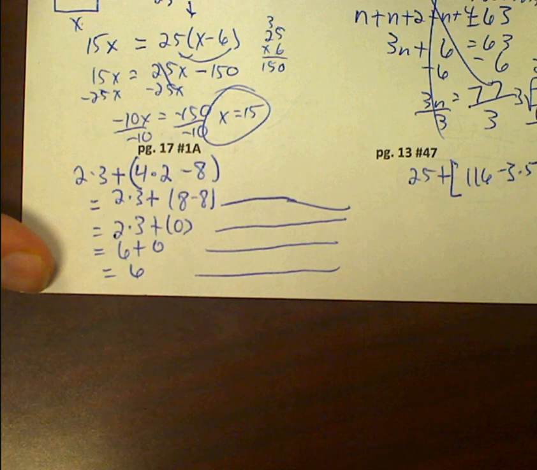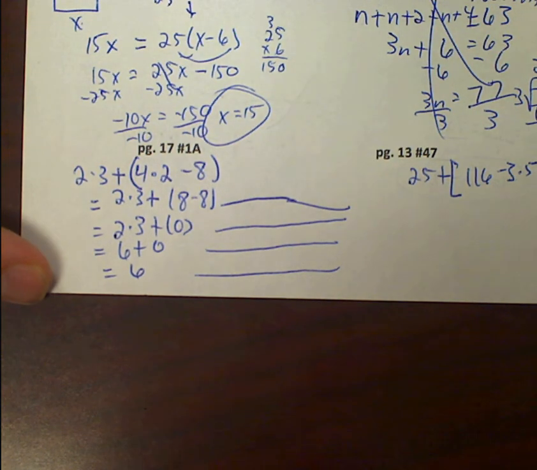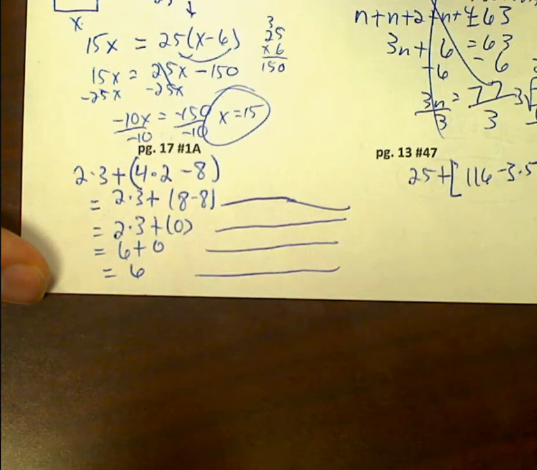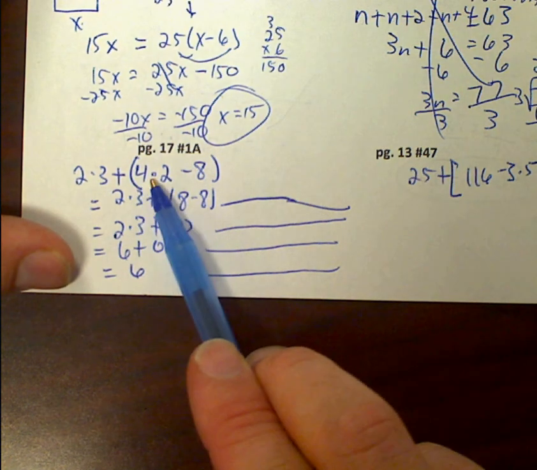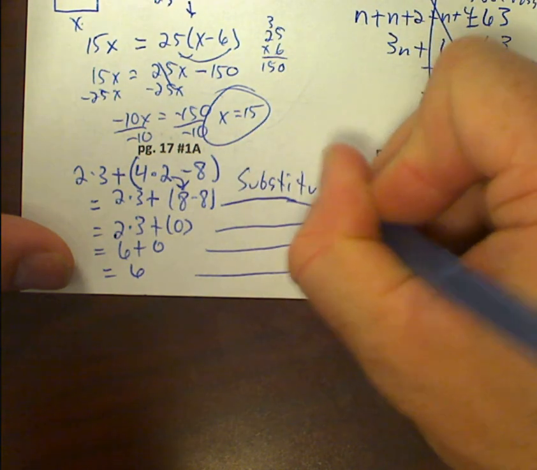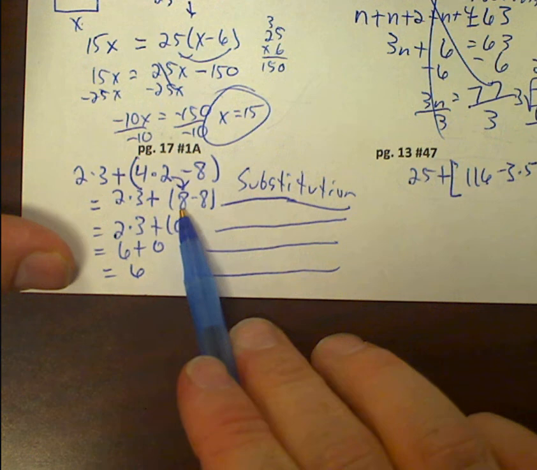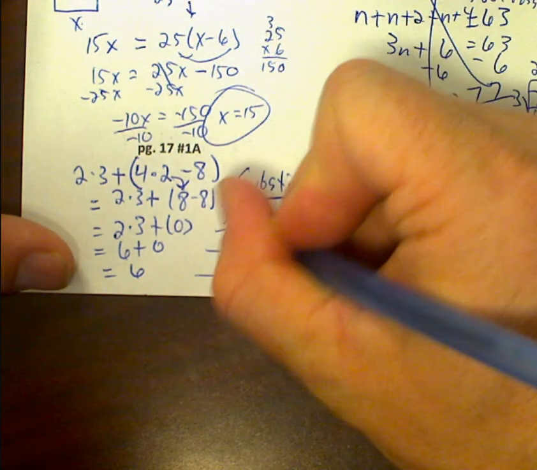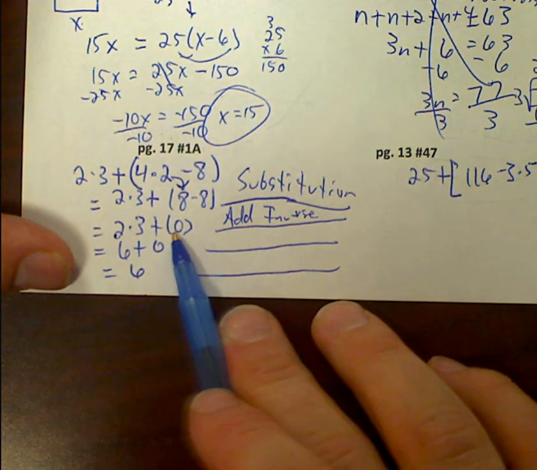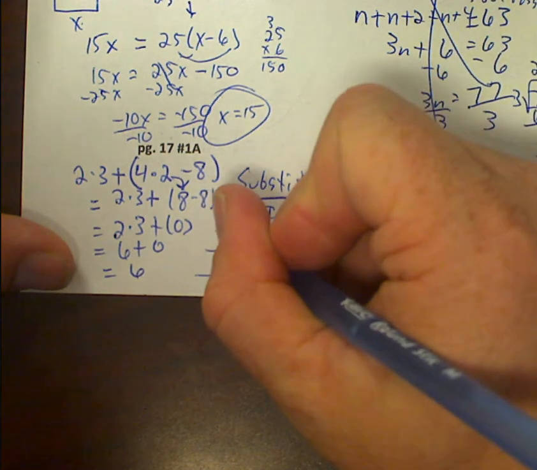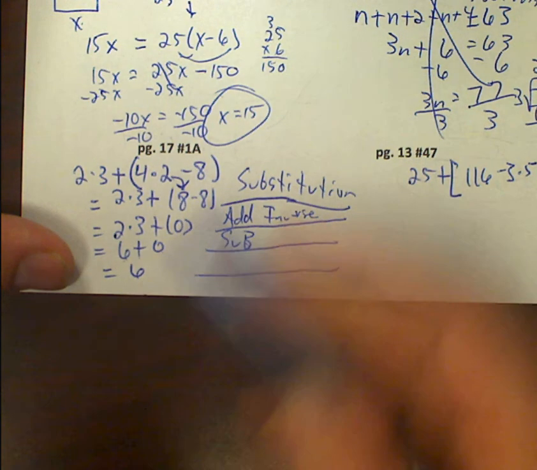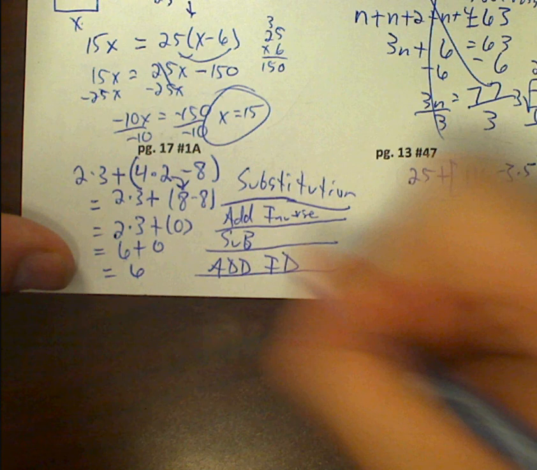Page 17, 1a. We need to identify the rules. Pause the video and try. So the first thing that I recognize is 4 times 2 gave me 8. The only one that tells me that is the substitution. Then they took 8 minus 8 gives me 0. That is the additive inverse. Then they gave me 2 times 3 gave me 6. That is substitution. 6 plus 0, so 0 plus anything is itself. That is the additive identity.